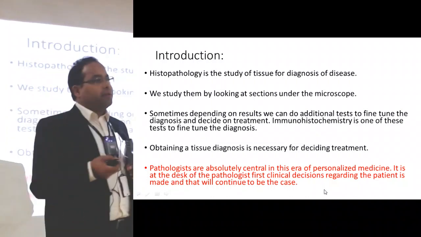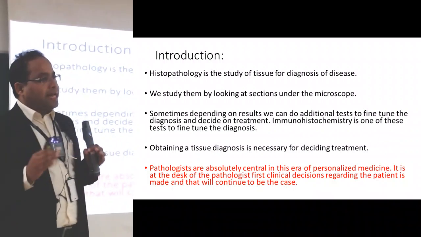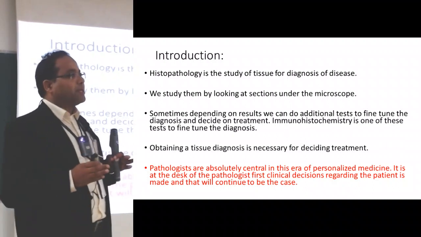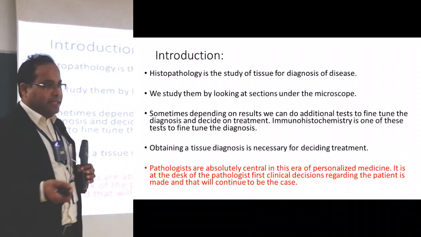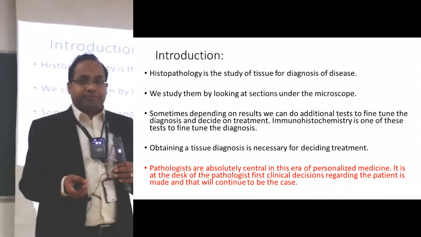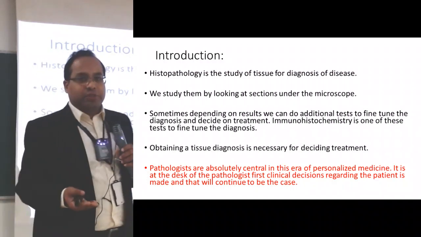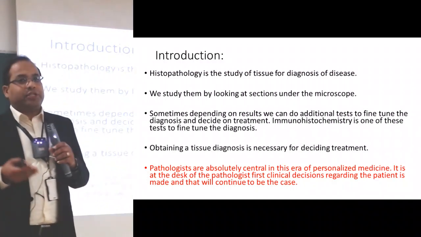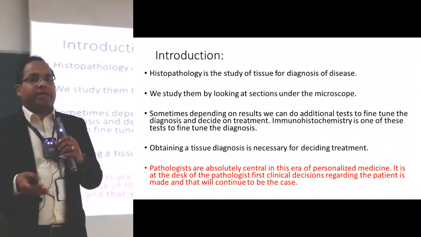Now, we study them by looking at sections under the microscope, and sometimes that gives us the diagnosis, but sometimes it may not give us the diagnosis. So we have to do some additional tests to fine-tune the diagnosis. The fine-tuning of the diagnosis is by either special stains or by immunohistochemistry.